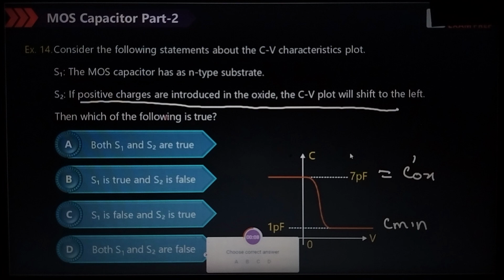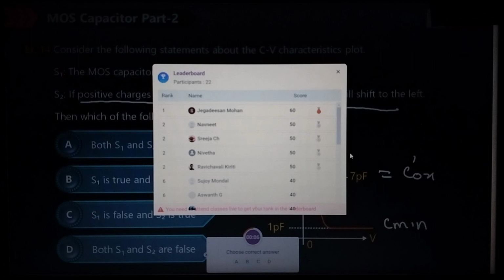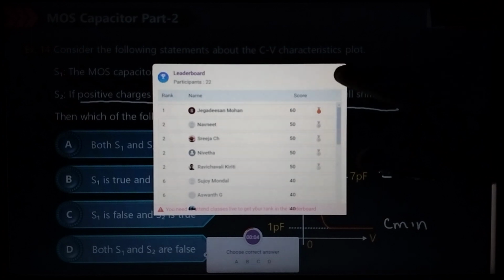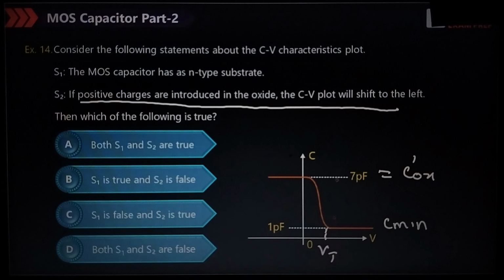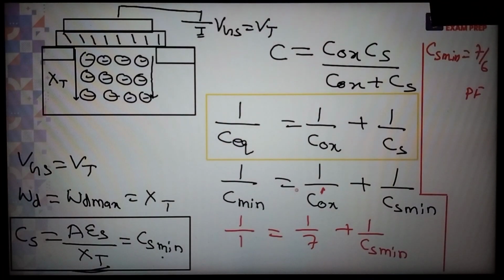63% students have given the right answer. Priya Mohan, Ravi Chandli, Navneet, Sriza, Nivita, then Monica. Okay then. Now, my dear students, first, the MOS capacitor has N type? No. Here the threshold voltage is positive. If the threshold voltage is positive, means what? It is an N channel, right? N channel means what is the body type? Body type is P type. That is wrong.